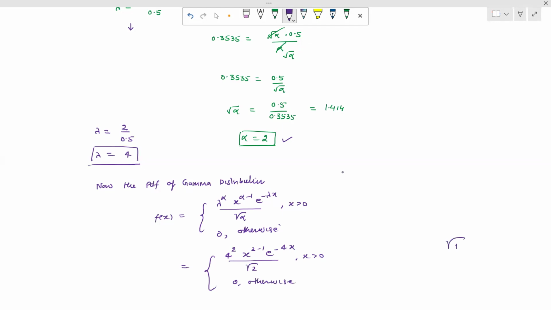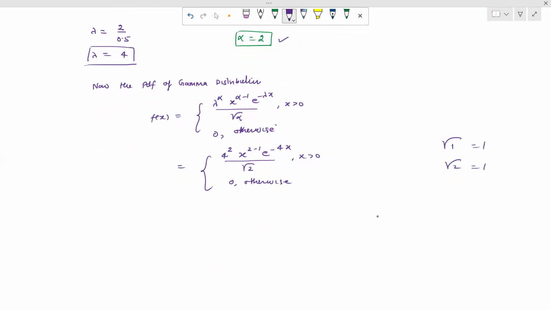So we already know that the value of gamma 1 is 1 and gamma 2 is also 1. So the gamma 2 value is 1. So we can write this as 4 square is 16, 16x e raised to the power minus 4x. So this is our PDF when x greater than 0 and 0 otherwise. Otherwise means x less than or equal to 0, so the function value is 0. So this is f(x). After writing the probability density function f(x), now we calculate the rainfall.